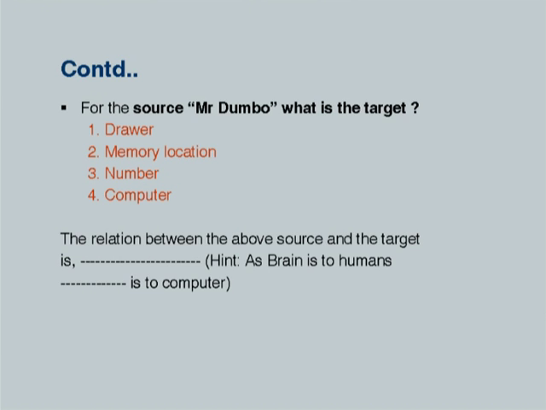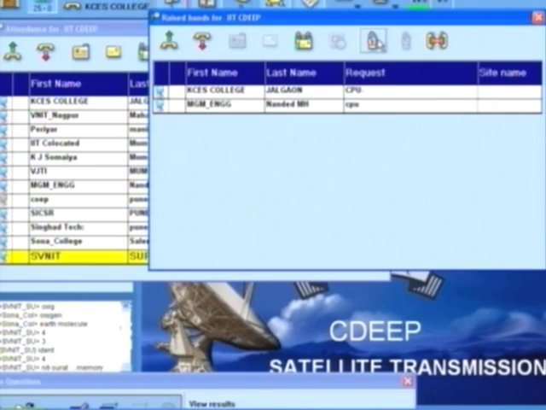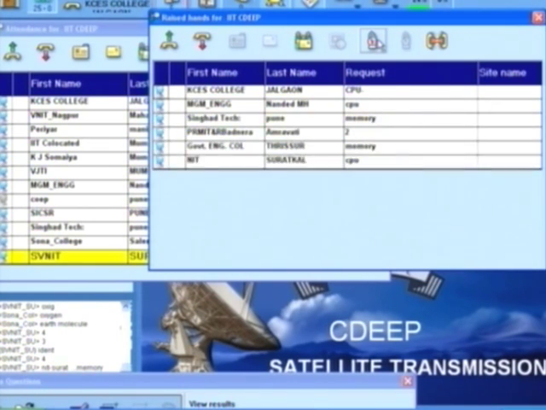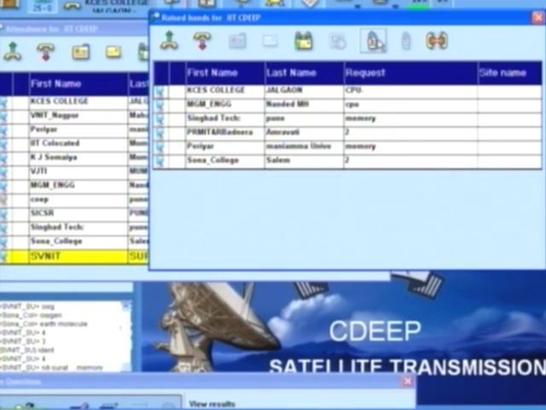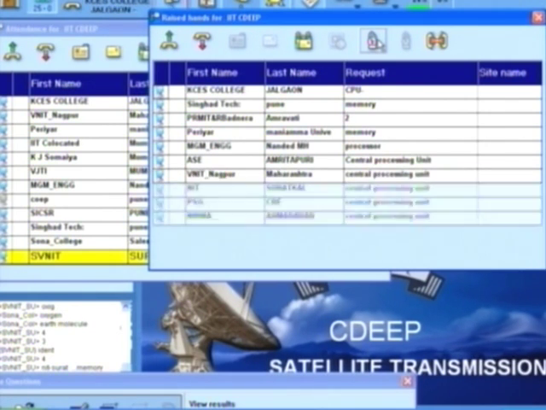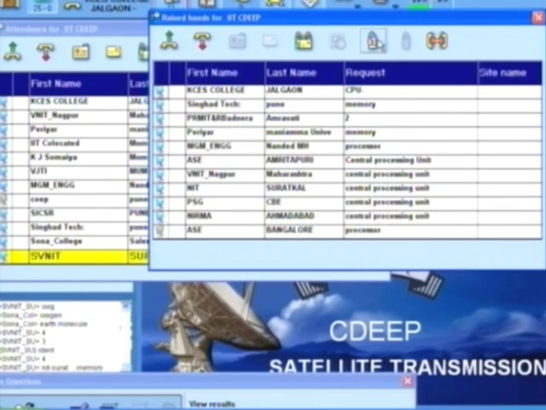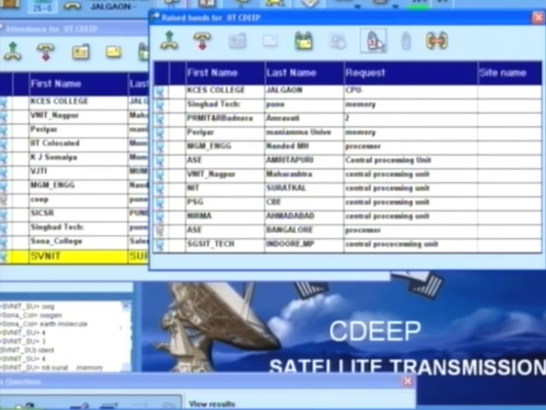Another question related to the same. In the above, the relation between the above source and target is dash, and the hint here is another analogy: as brain is to humans, dash is to computers. CPU, yes, can you expand? I saw somebody giving the answer, MGM. KCES Jalgaon has first replied saying CPU. Processor, MGM Engineering Nanded says the processor. So what I was looking for is processor, though CPU also is the same.